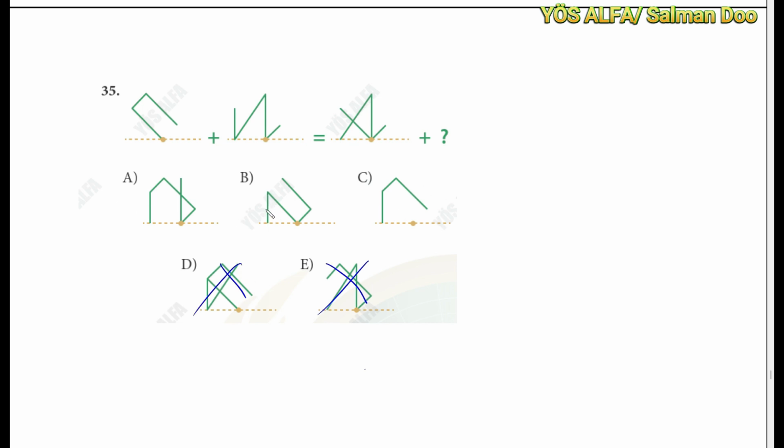This line is included because it's not there yet. And how about this line? It's not there yet either. So since this line is not there, we will eliminate this. And how about this vertical line? Since it's already here, we will also eliminate this one. So the answer is C.